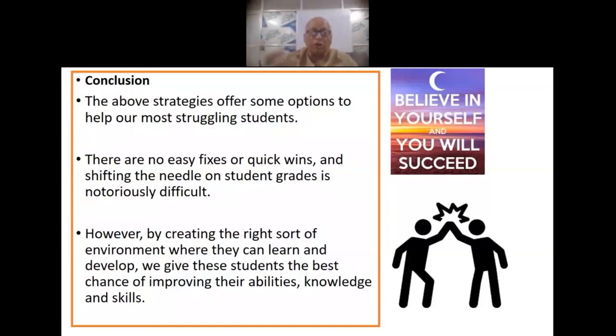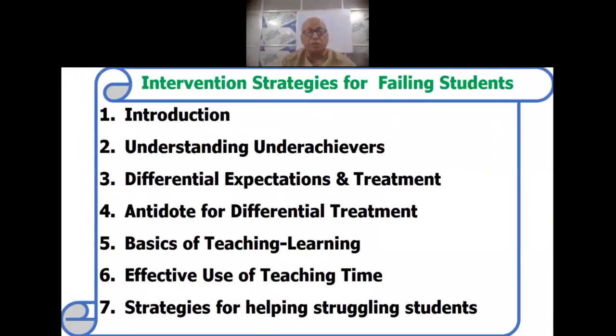All students do not need our attention, but struggling students, they need our attention. And we need to create the right sort of environment where they can learn, develop, and improve their abilities. At the end of the day, teachers, remember that when we help struggling students, there is greater inner joy and peace in our hearts, because for that student, I have made a difference.